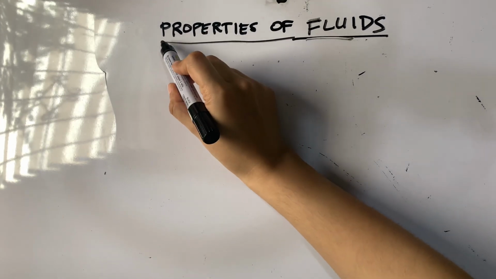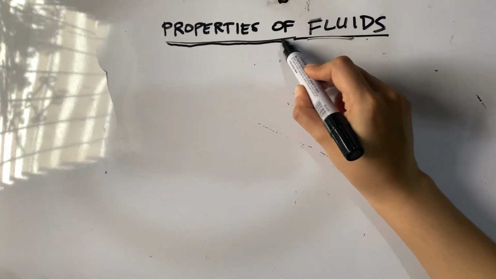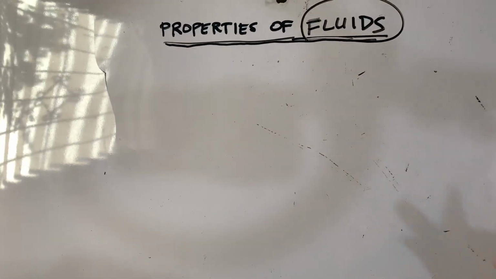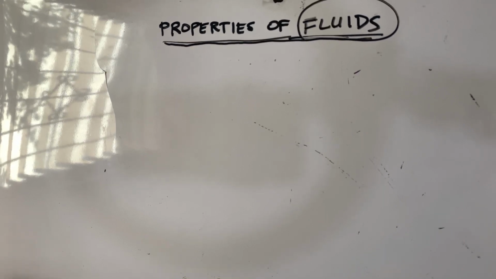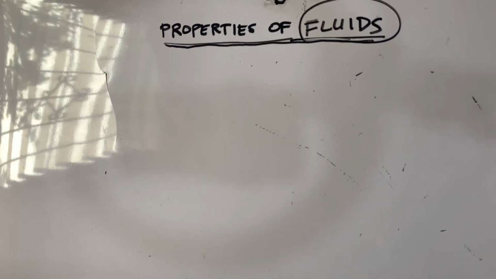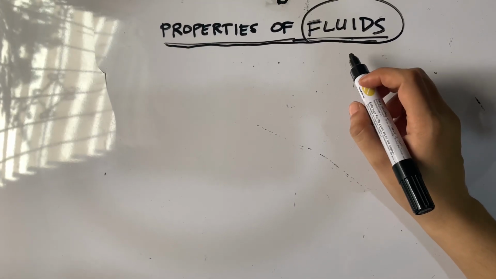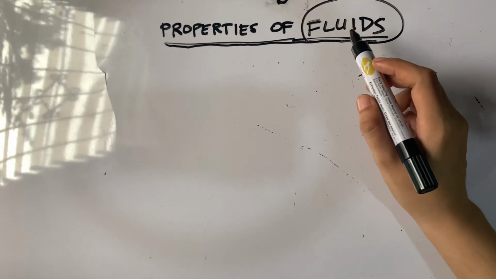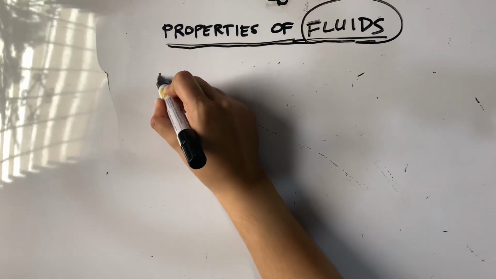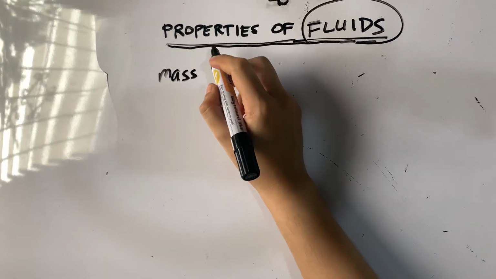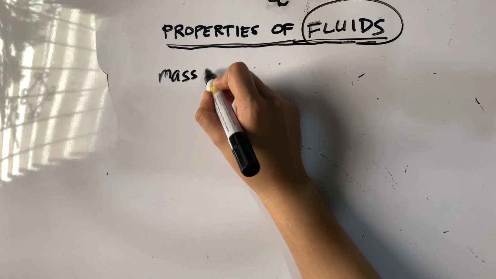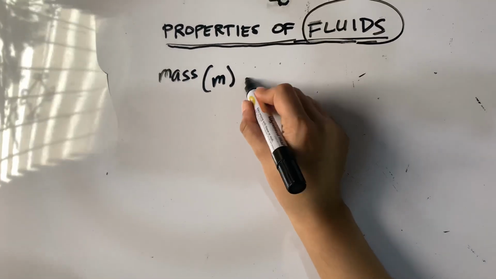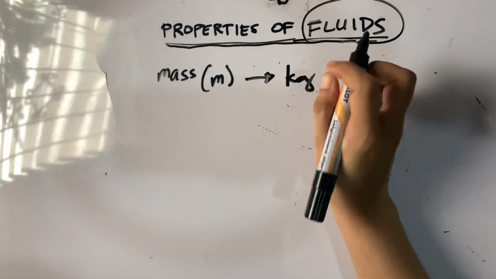Class, our topic for today is properties of fluids. Now, what are fluids? Fluids are substances capable of flowing, having particles which may easily move and change their relative position without separation of mass. Mass is one of the properties of fluids. Mass is a quantitative measure of the particle, and its unit is kilograms.